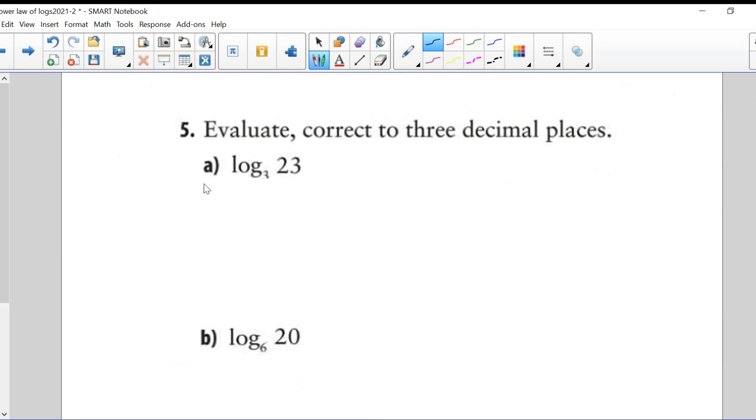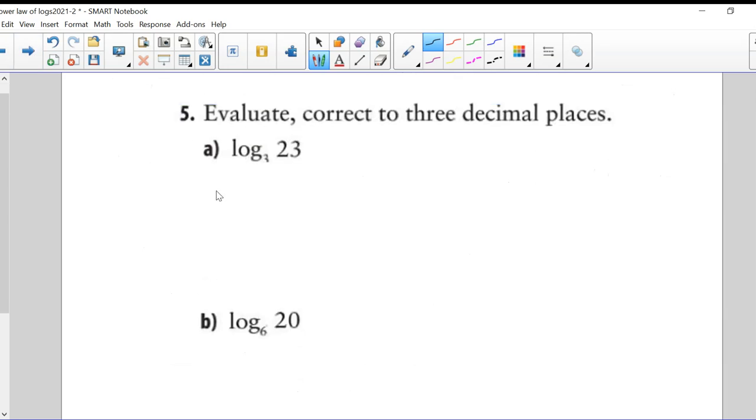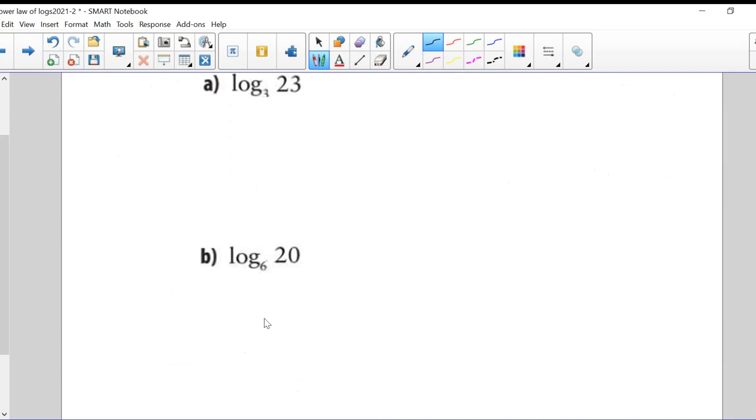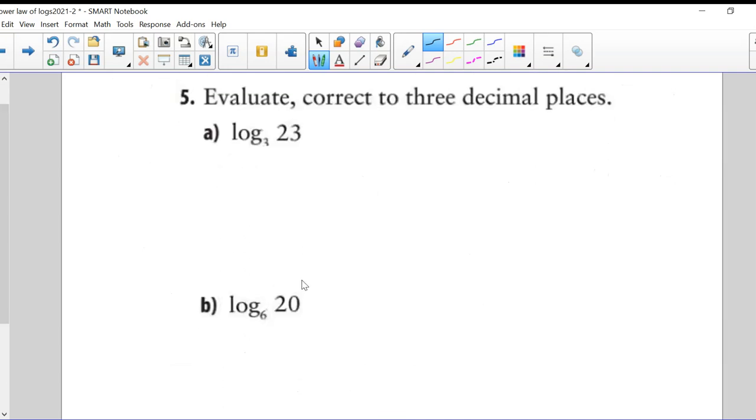All right, so go ahead now, and everybody evaluate for me the log base 3 of 23 and the log base 6 of 20 to 3 decimal places. Go ahead with the first one, the log base 3 of 23, using the same method we just learned. Who has an answer for me on that? Give me 3 decimal places, correctly rounded, please.